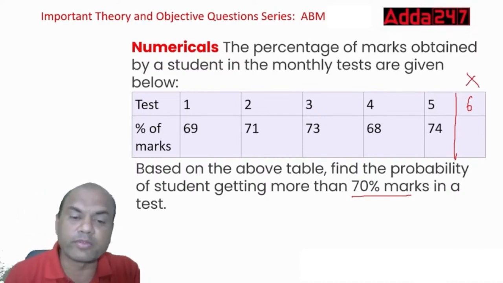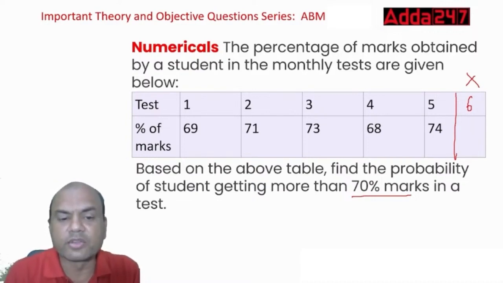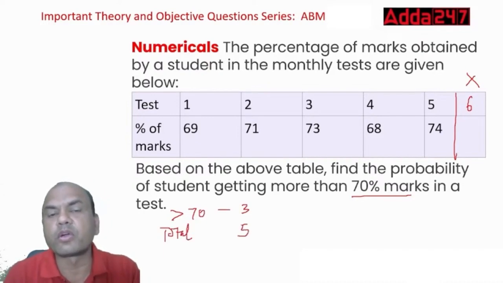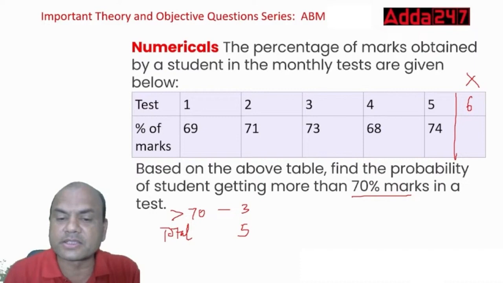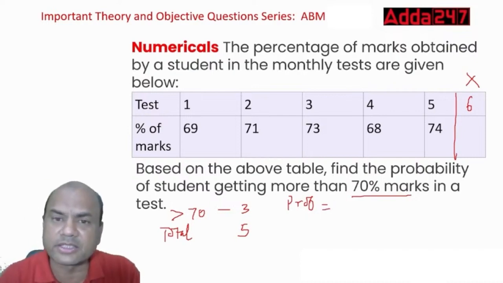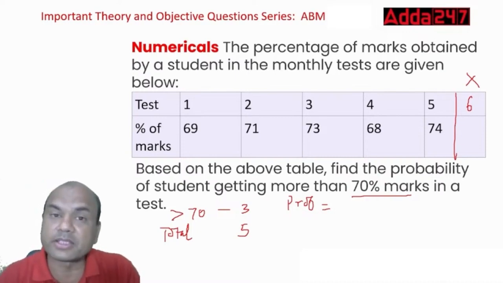So, total tests are 5. Out of 5, how many are above 70? Greater than 70 is 3. What is the total number of tests? 5. So, how to find the probability? You'll say, sir, this question is from probability, how does it come in the estimation chapter? Remember, all these questions are interlinked. They can be asked anywhere.